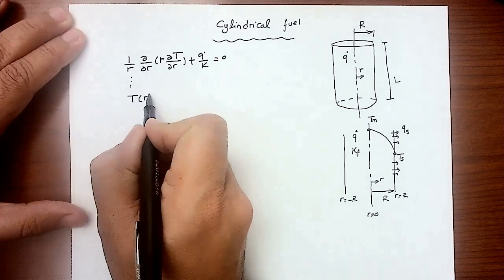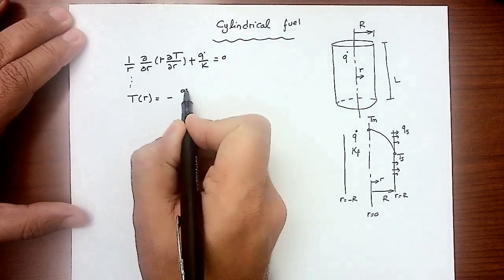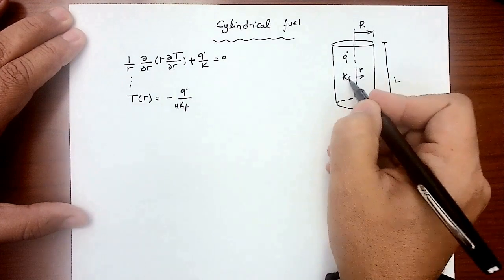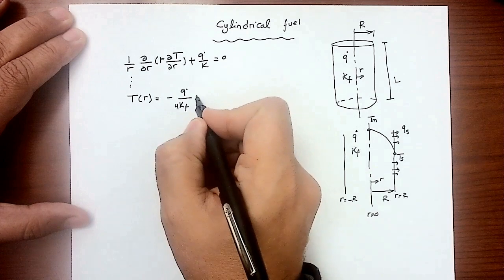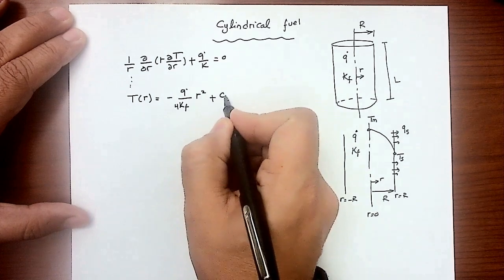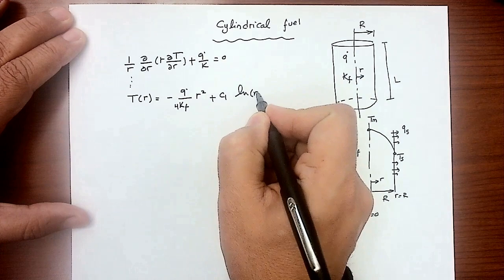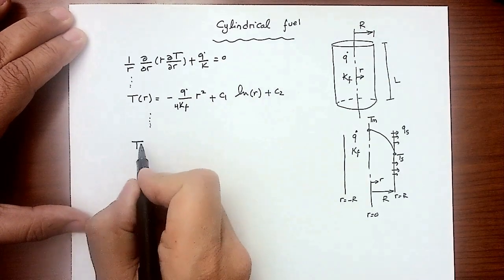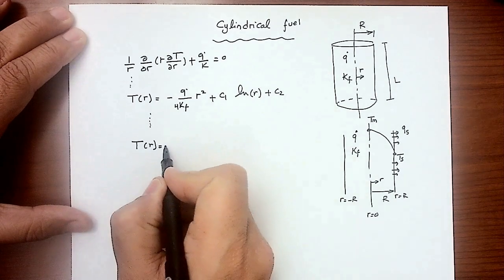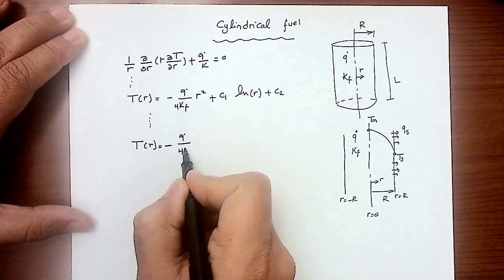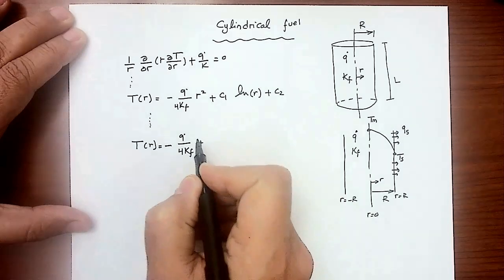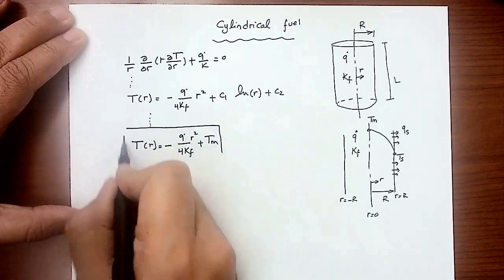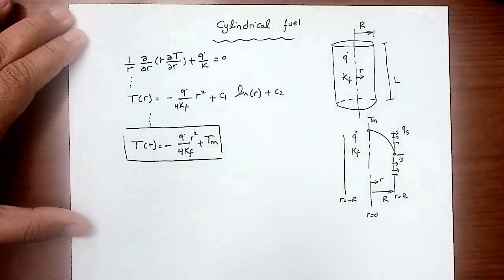Then you can integrate the equation to get a formula for the temperature distribution. It's going to be T as a function of R equals minus Q dot over 4 K of the fuel, where K is the thermal conductivity of the fuel, times R squared plus C1 natural log of R plus C2. Then you have to apply boundary conditions. You will end up having T as a function of R equal to minus Q dot over 4 K of the fuel times R squared plus T max. This is a very similar equation to what we got for T of X, right?